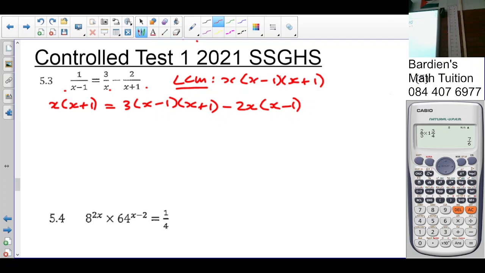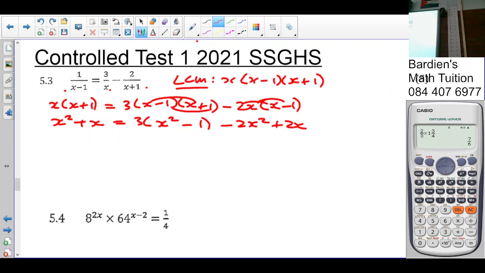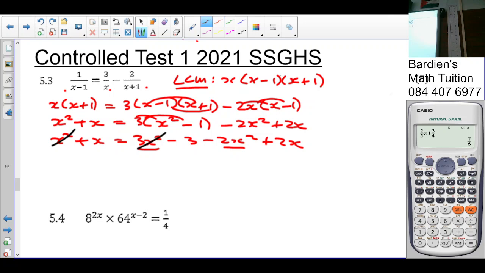So from here, this is a matter of multiplying up. I get x squared plus x equals 3 into your binomial square. You conjugate this, it's going to give you x squared minus 1 minus 2x squared plus 2x. You all agree with that? So what do we do now? Multiply. So it's going to be x squared plus x equals 3x squared minus 3 minus 2x squared plus 2x. Okay? So what is 3x squared minus 2x squared? So on the left hand side I got x squared and on the right hand side I got x squared. So that will cancel each other. Not so? So it again becomes a linear equation.